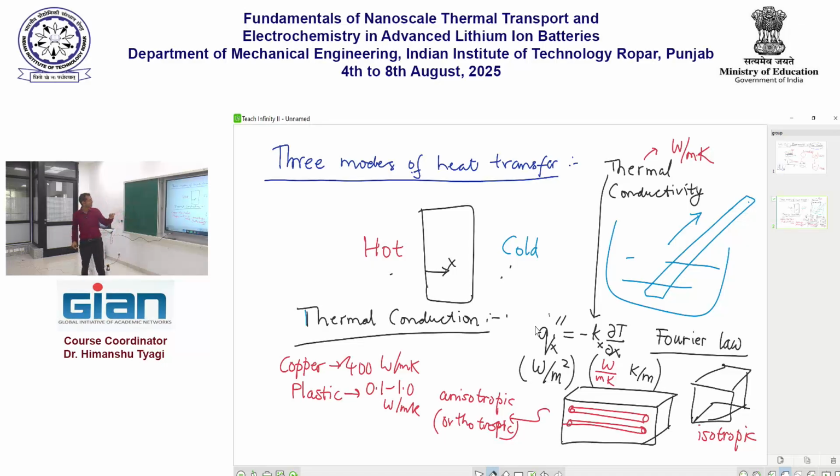Finally, I also want to say that thermal conductivity itself could be a function of temperature. As the temperature changes, it is possible that the thermal conductivity of the body also changes. Typically, oftentimes, we neglect that temperature dependence. We assume the thermal conductivity to be a constant number, but that may or may not be the case always. Okay? I think that is all.